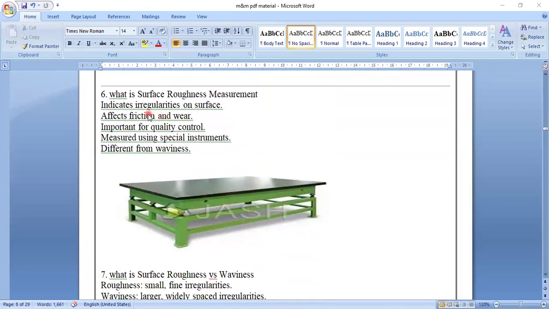Now, the sixth question is what is surface roughness measurement? Here come the roughness models. See, this is a benchmark, a perfectly surfaced model. Surface roughness indicates irregularities of the surface. It affects friction and wear.